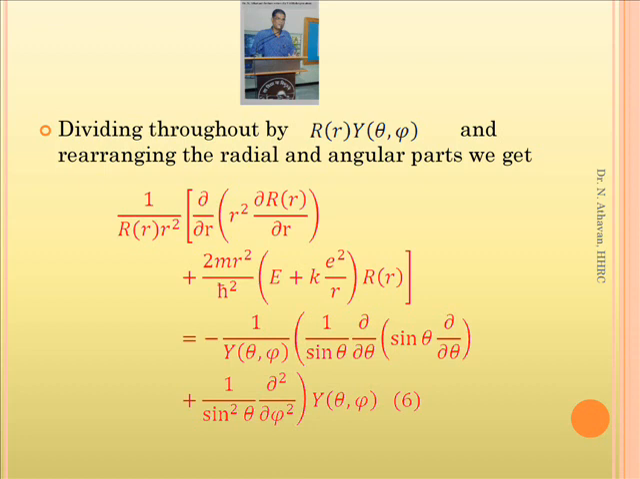This is the first step. On the left hand side we have the radial variable, on the right hand side we have the equation of angular variables. This is possible only if they are equal to a constant. This is not a new idea. We have already applied this in the rigid rotator problem itself.